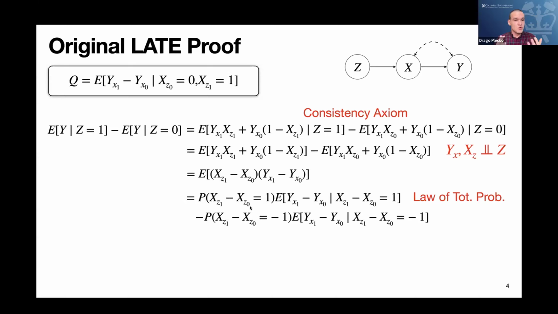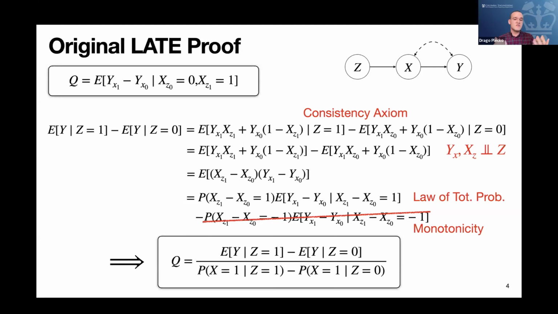And now is the crucial step in which monotonicity becomes important. We can see that this second term under monotonicity is actually 0, because X sub z1 minus X sub z0 can never be negative, since under the monotonicity assumption, we know that X sub z1 is always greater than or equal to X sub z0. So that allows us to remove this term entirely. And now what is nice, we have our query here on the right-hand side, and what we just need to do is divide everything by this. So this gives us a very nice identification expression for the local average treatment effect in this specific setting when we use monotonicity through these steps.